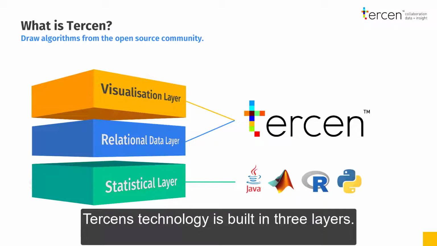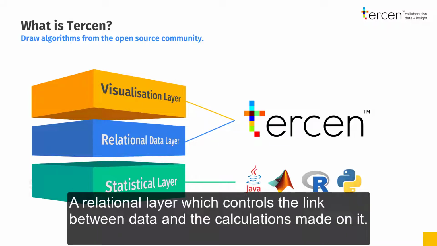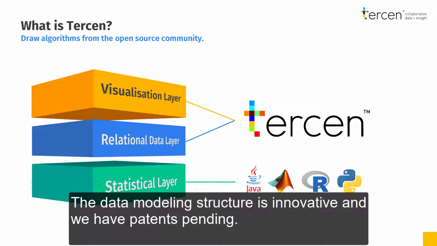Tercen's technology is built in 3 layers. A statistical layer which deploys and runs code from any source, a relational layer which controls the link between data and the calculations made on it, and a visualization layer where the user interacts. The data modeling structure is innovative at Tercen, and we have patents pending.